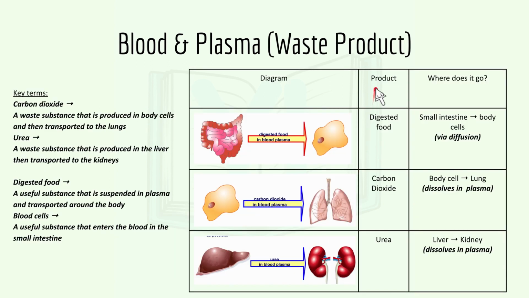So we move on to the waste product. Here are some key terms: carbon dioxide, urea, digested food, and blood cells. As you can read from the useful substance and the waste substance. And here's a diagram where you can have a look.